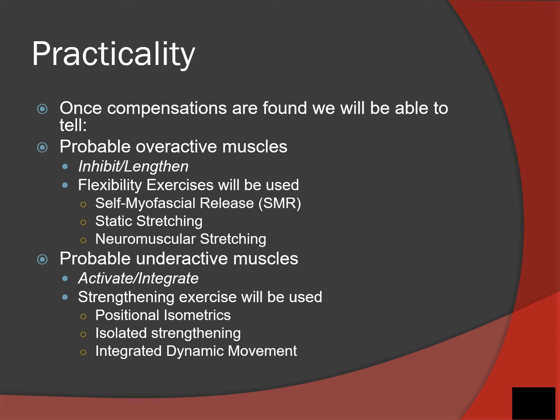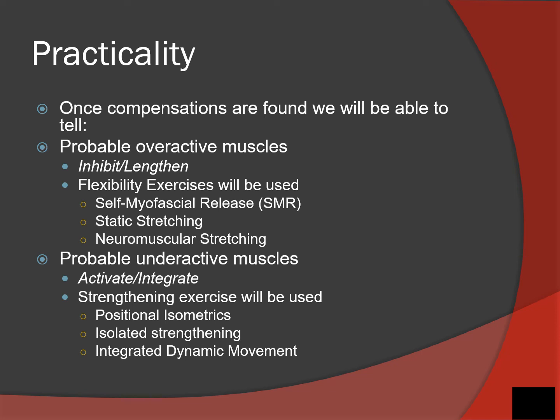And for those underactive muscles, we want to activate. We want to get those fired up. We want to get those integrated. And that is going to be done by strengthening exercises that will be used to help get those firing. So we might do positional isometrics. We might do some isolated strengthening. We might do some integrated dynamic movement.